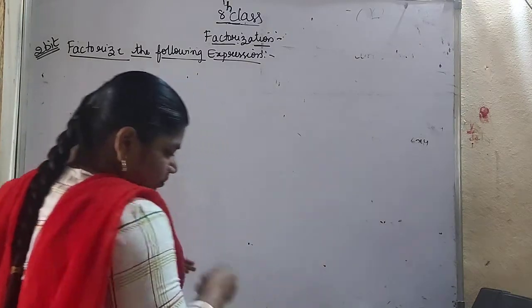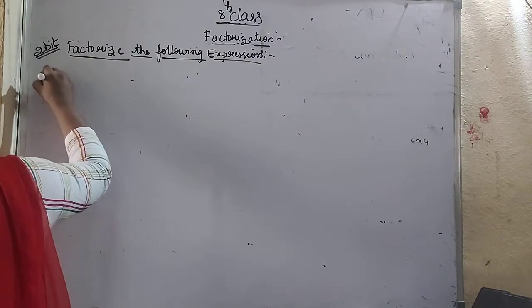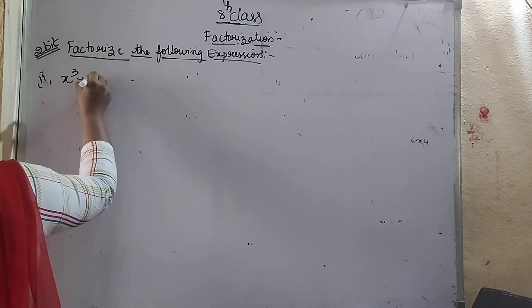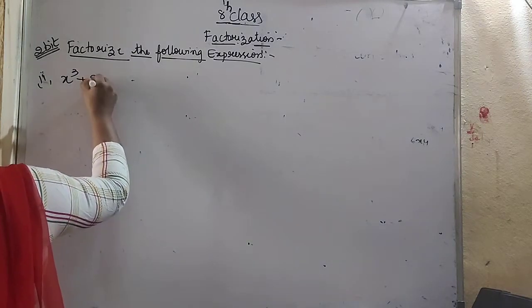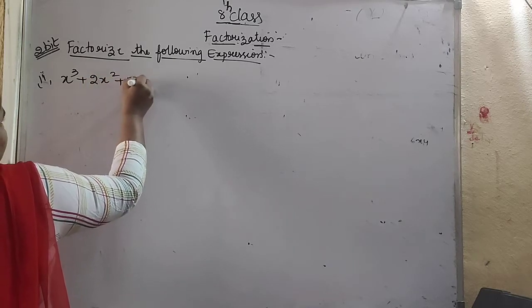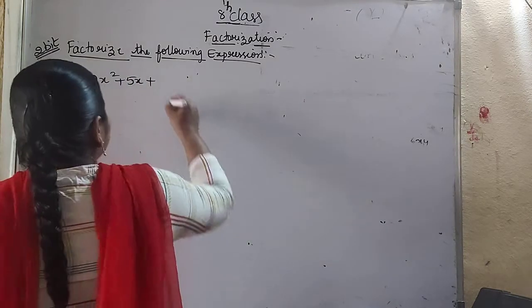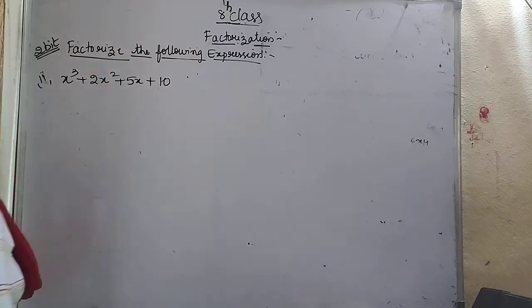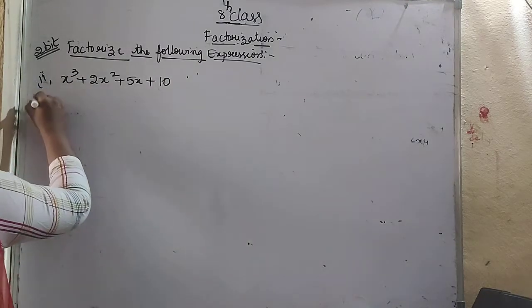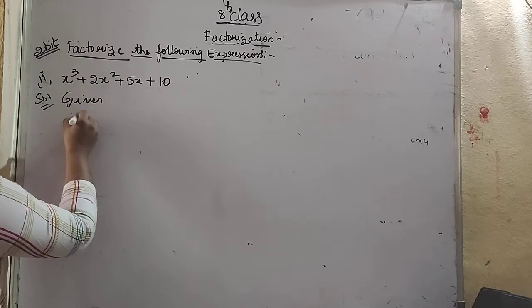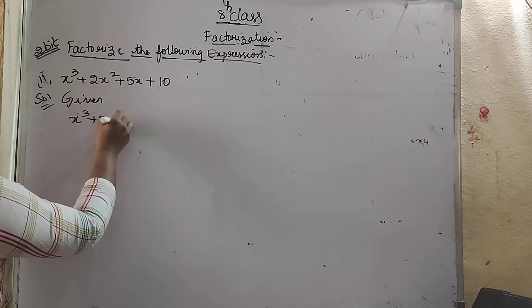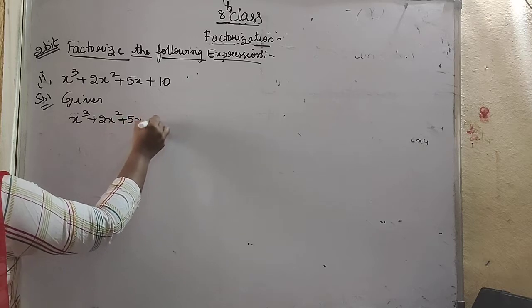What is the second one? x cube plus 2x square plus 5x plus 10. So this one we have to factorize now. I already told you this as an example for grouping. So given x cube plus 2x square plus 5x plus 10.